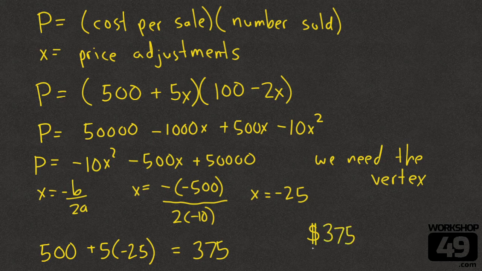is going to be $375. And that is how we do a quadratic profit optimization problem.